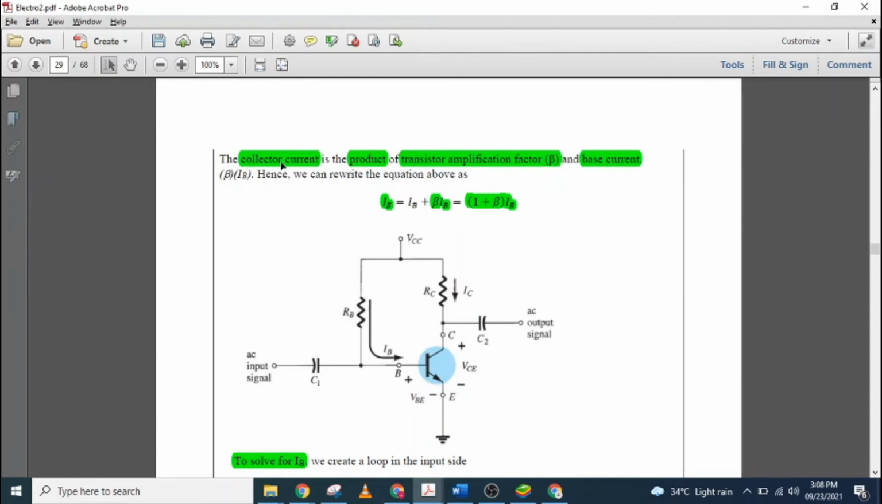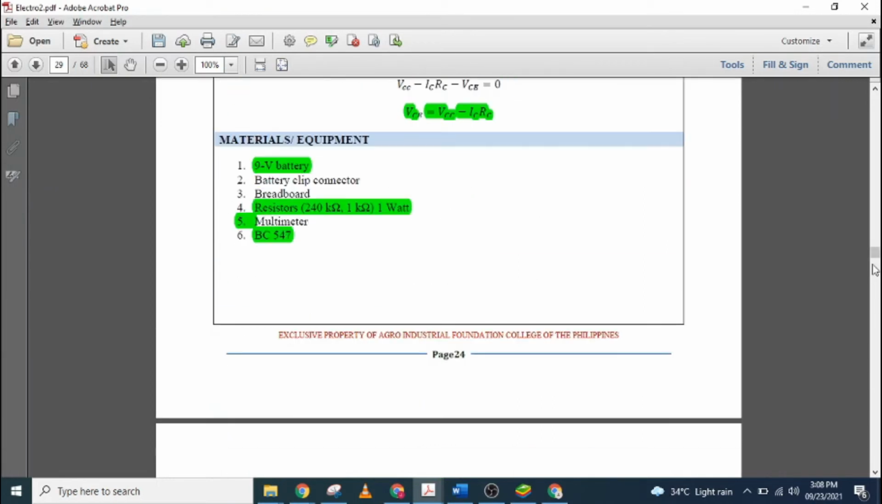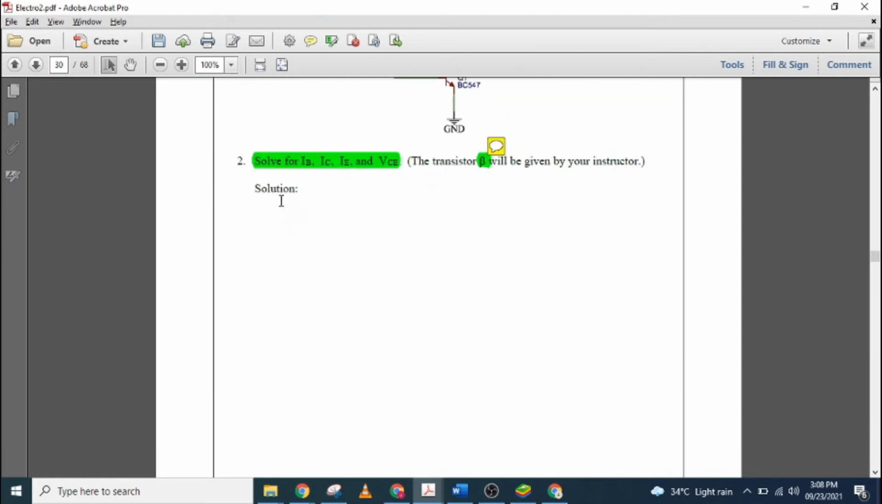So, yung ating collector current naman is the product of transistor amplification factor and base current. So, ito beta IB. So, when we multiply the beta value times the base current, makukuha naman natin yung value ng collector current. So, yan lang yung question number 2. Okay? So, very important dito, class, i-compare natin yung value ng IB, value ng IC, at value ng IE.